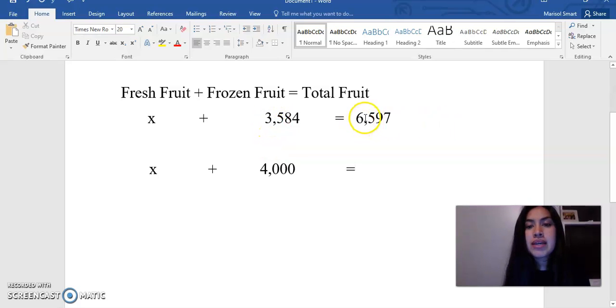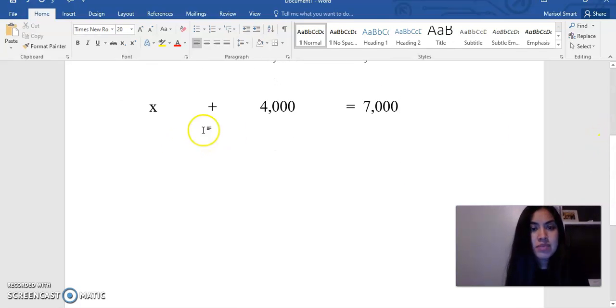And then I'm going to look at my 6,597. I want to round this number to the nearest thousand. So I'm going to look at the hundreds place, and then I'm going to remember my riddle, 5 and above, I round up or bump it up. So that means I'm going to round the 6 up to 7,000. And so I need to solve for x. So x plus 4,000 equals 7,000.